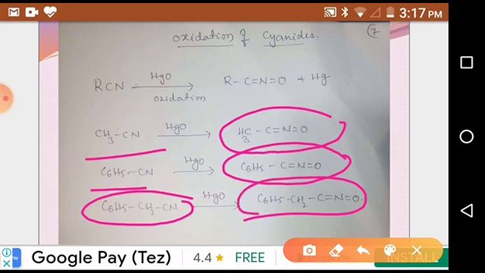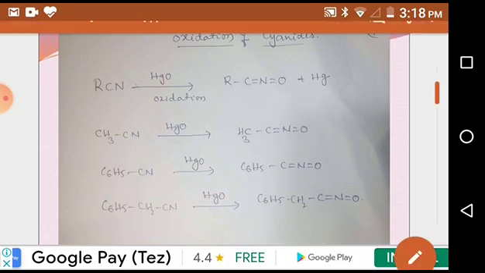So in general, cyanides undergo oxidation reactions. Why are these oxidation reactions? In every reaction, an oxygen atom is added to the reactant. So what about the reagent? Mercuric oxide undergoes reduction. Generally in redox reactions, the oxidizing agent undergoes reduction. That's why mercuric oxide is converted into mercury.